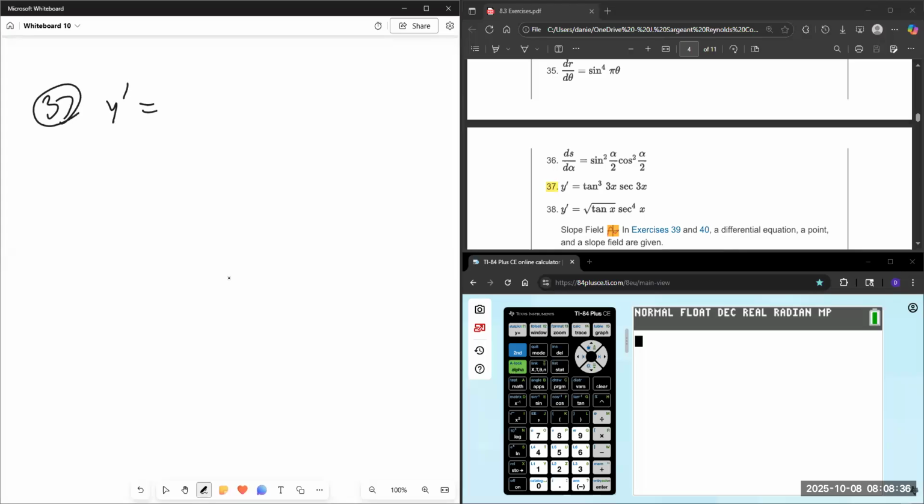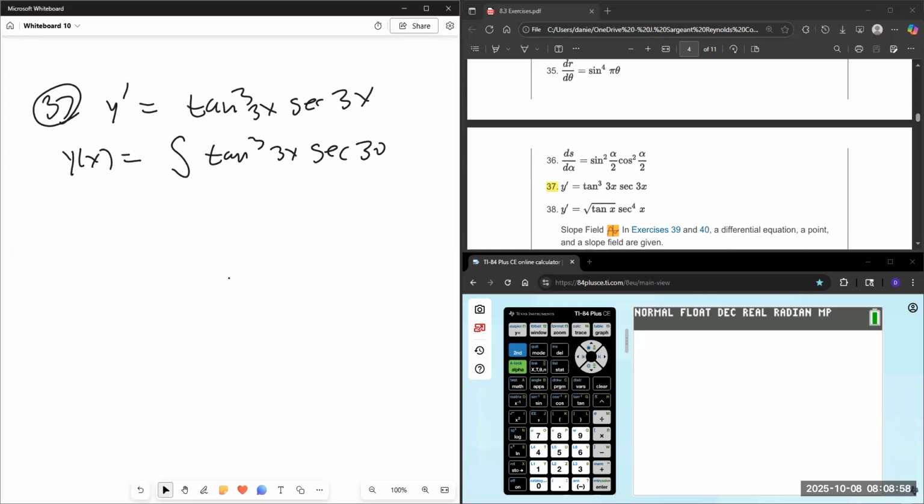Says y prime is equal to tan cubed 3x secant 3x. So y of x is equal to the antiderivative of tan cubed 3x secant 3x dx. And so we probably want to hold a secant tangent again and change the tangents to secants.